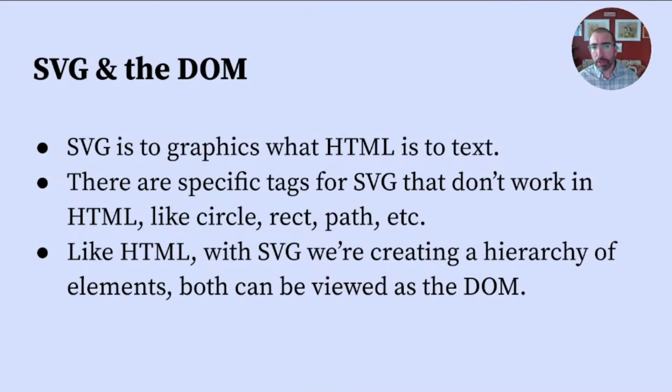So SVG is to graphics what HTML is to text. It's a markup language for defining graphics. There are specific tags, again, to SVG. They're not going to work in HTML. So you need to define it within an SVG tag for it to work. So a circle is specific to SVG, not necessarily to HTML. And like HTML, with SVG we're creating a hierarchy of elements that can be viewed as the DOM. So it's going to be very similar to what we covered before.